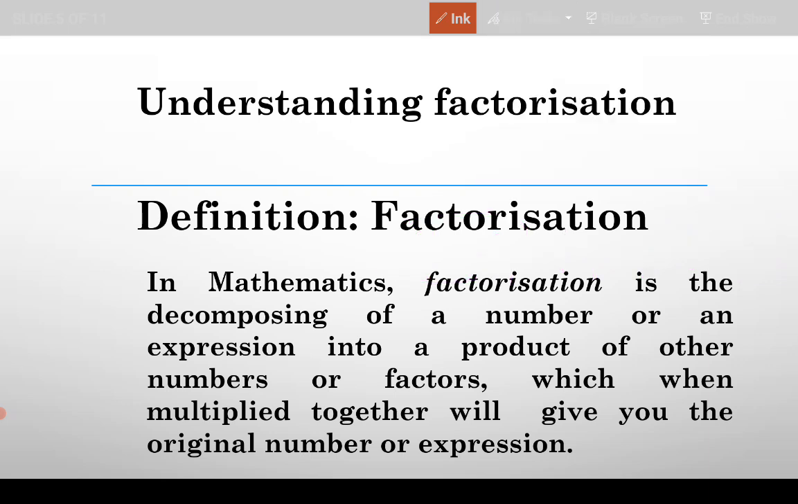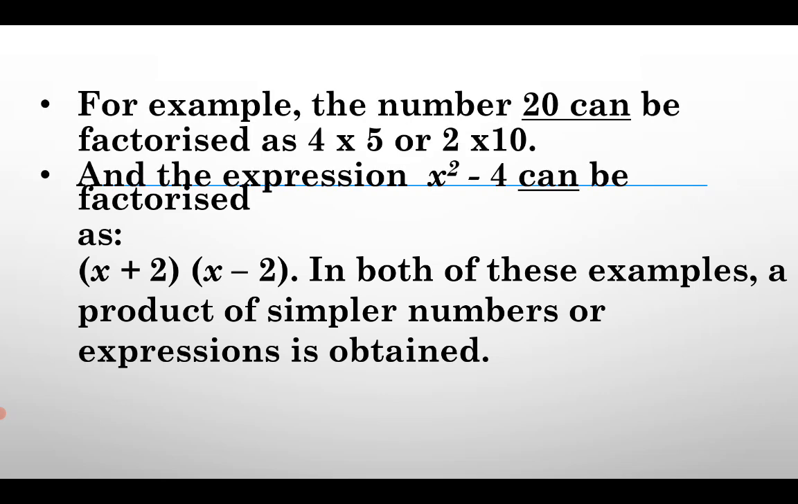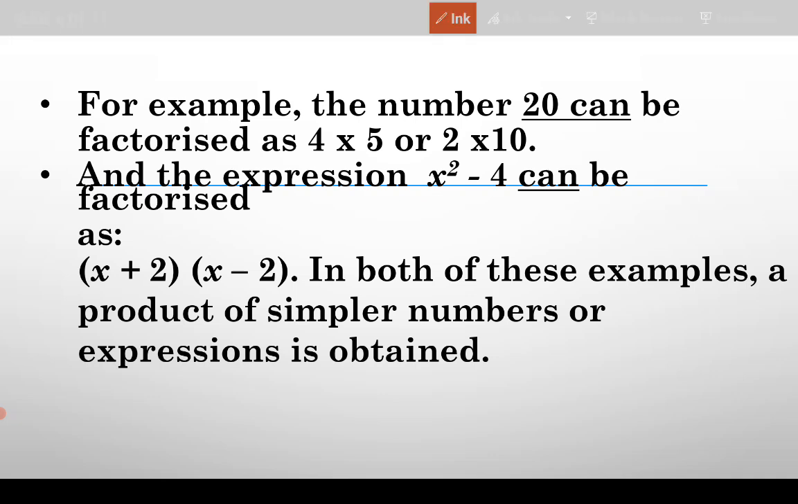Many other examples we could have looked at if we had all the time on earth. For example, the number 20 can be factorized as 4 times 5 or 2 times 10. So we are saying the number 20 is the same as 4 multiplied by 5 or 2 multiplied by 10. Why? Because 4 times 5 is 20, and 2 times 10 is also 20. So 4 and 5 are factors of 20, and 2 and 10 are also factors of 20.